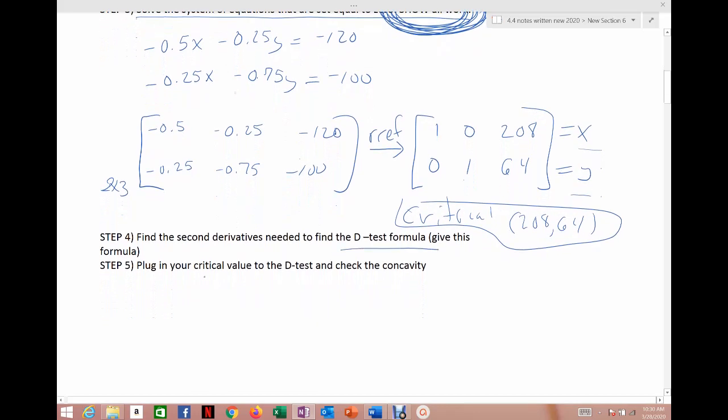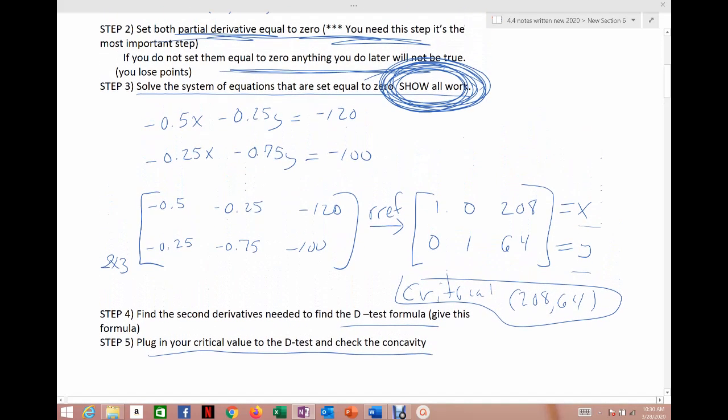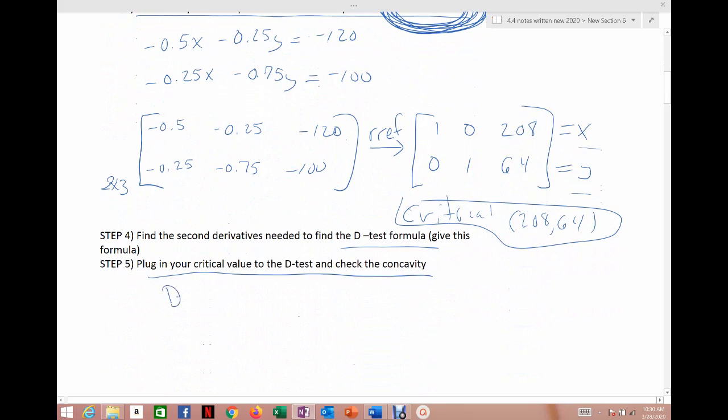So we use the d-test, plug your values in, and then check the concavity. Remember the d-test is, I'm going to write it out, the second partial derivative with respect to x twice times the second partial derivative with respect to y twice, and then the mixed partial derivative squared. Don't forget to square that mixed partial derivative.